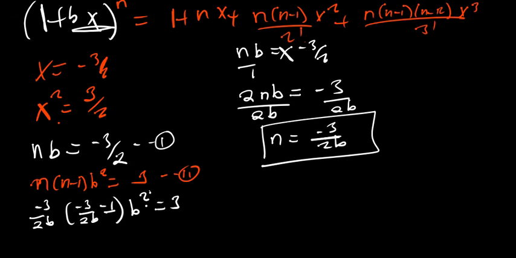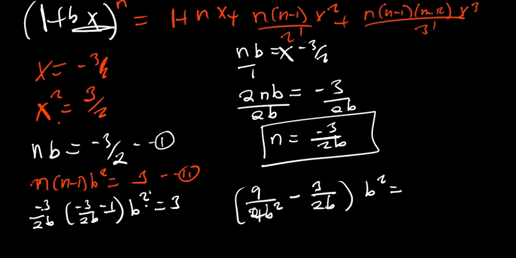Okay, let's do this. Negative 3 times negative 3, that becomes 9. Then 2b times 2b becomes 4b squared, minus negative 3, that one becomes 3 over 2b. Then outside I also have b squared is equal to 3. Who is behind on how I've expanded this one? I've just multiplied this with everything in the brackets.